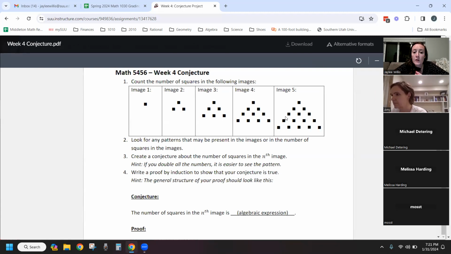Usually recursive formulas are easier to find because those are the ones where it says you do this to the previous term to get the next one. So let's look at this and see if we can describe it. If I want to get from image 3 to image 4, what's the pattern of what you would do to image 3 to get image 4?